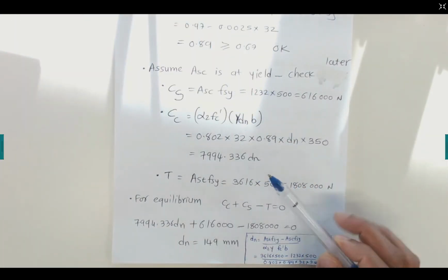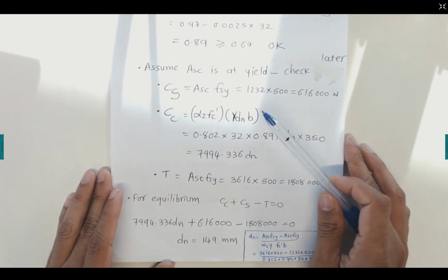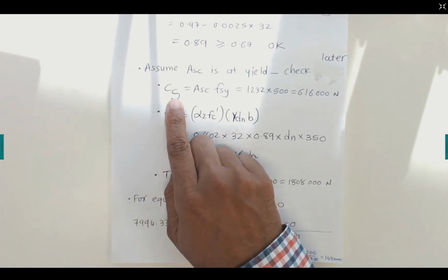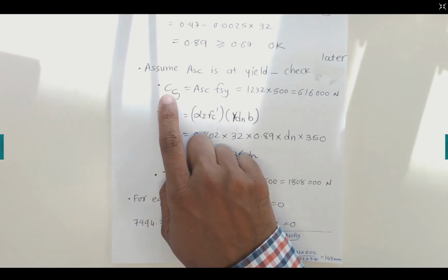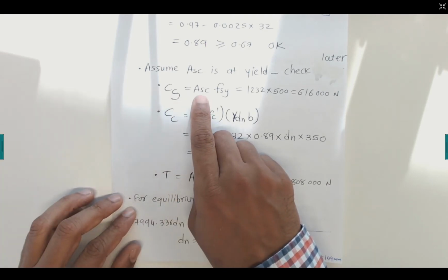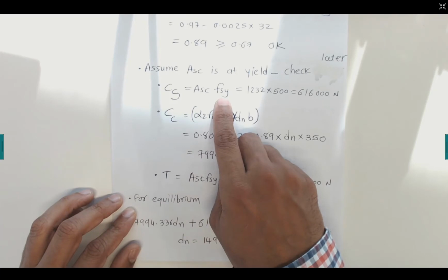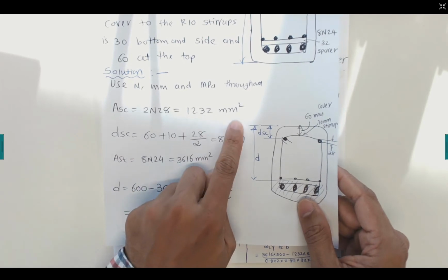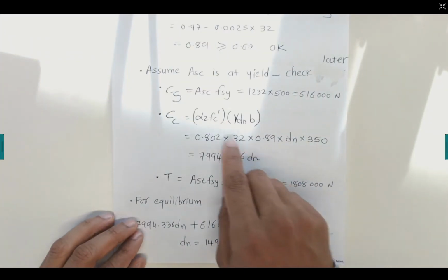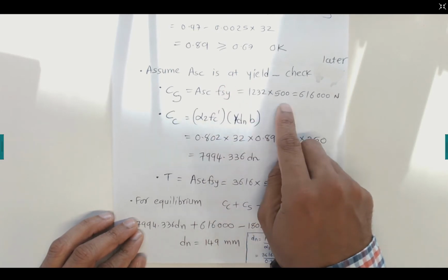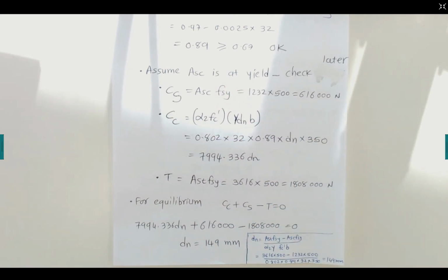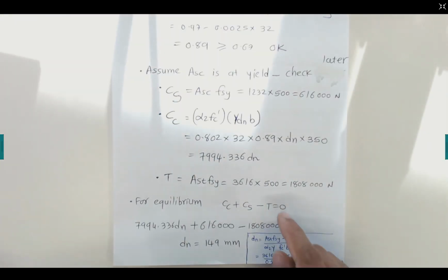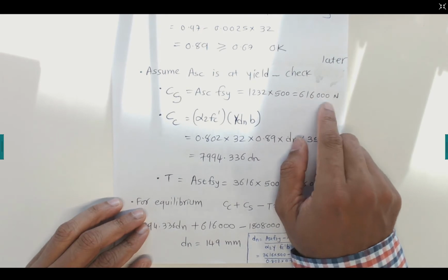This is a condition in the design. We never get conditions where yielding does not happen. We must yield the compression reinforcement. Now CS is the compression force in the top reinforcement, calculated as area times stress. The area of top reinforcement is 1232 millimeter square, times the yield strength of 500 megapascals. We are using these Rio tables, where we generally have 500 megapascals. This gives 606 times 10 to the power 3 newtons.